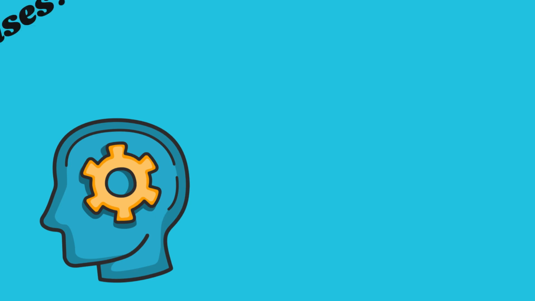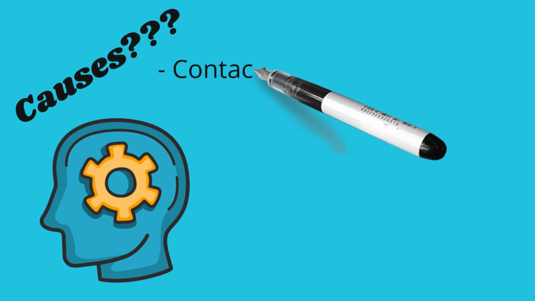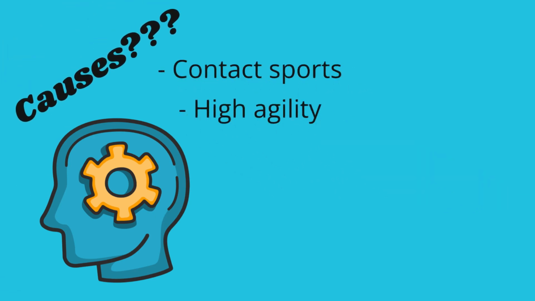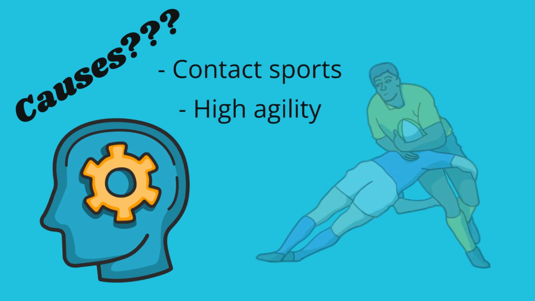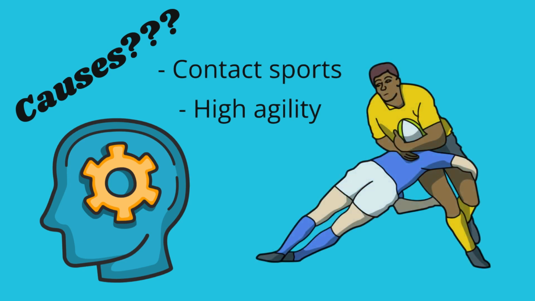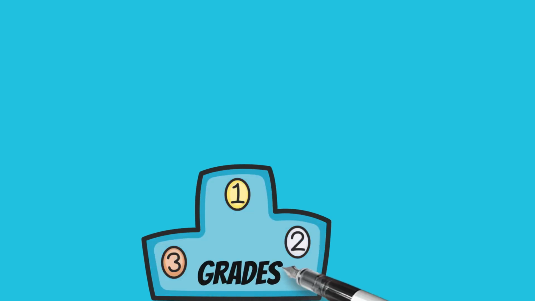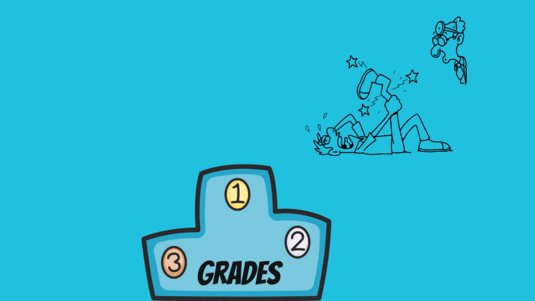Switching gears to the causes of MCL injuries, athletes who participate in contact sports or have high agility are more prone to suffer from an MCL injury, especially those who play football or hockey, where they have a greater risk of receiving an outside blow to the knee. MCL sprains can range from a grade 1 to 3, with the involvement of other structures known as the terrible triad injury, which we can get into another time.